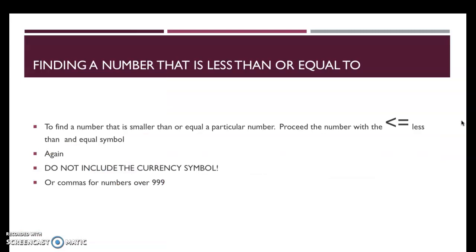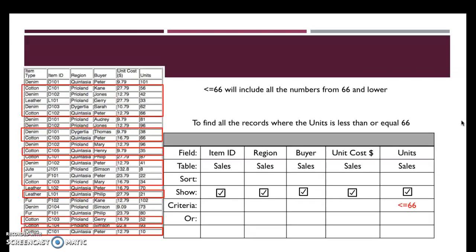Now let's look at less than or equal to. To find a number that is smaller than or equal to a particular number, we're going to precede that number with the less than and the equal sign. No words in between. And remember, no currency symbols, no commas. So, less than or equal to 66 will include all of the numbers from 66 and lower. And this will find the records where the units are exactly 66 or less than 66. So now we will see the records that have units that are exactly 66 are included, and then all of the numbers that are below 66 as well.